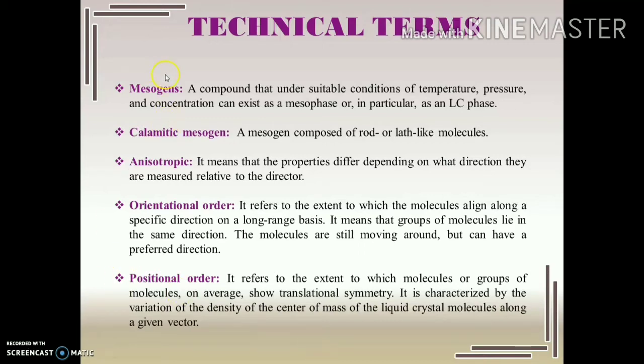So in other words, a compound which can exist in the liquid crystal phase under suitable conditions is called a mesogen. Similarly, we have calamitic mesogen. That is a liquid crystal compound under suitable conditions which is rod or lath-like in shape. And anisotropic, we had mentioned this term earlier also. It means the properties are different depending on what direction they are measured. So with the direction the property changes, relative to the director. We will see what a director is in our next slide.